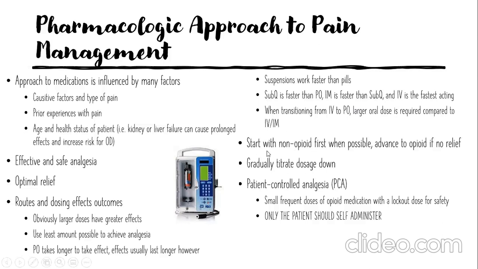Obviously, you want to start from the lowest, so non-opioids. Start with non-narcotic drugs first, and then if they don't work, you advance to an opioid. Once they're on the opioid, what you want to do is gradually titrate the dosage down. That means you keep reducing it at little intervals until you get the least dose possible, or you get them off opiates completely and on to just NSAIDs.